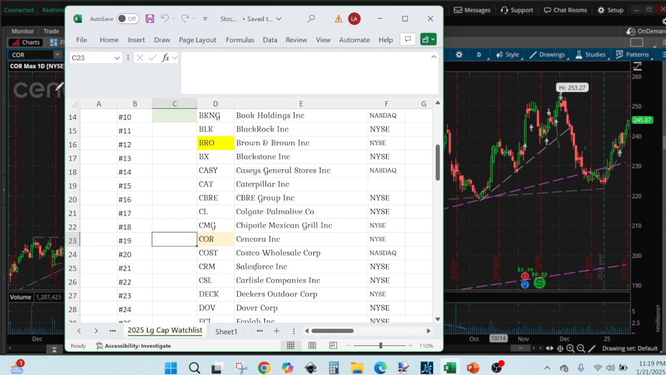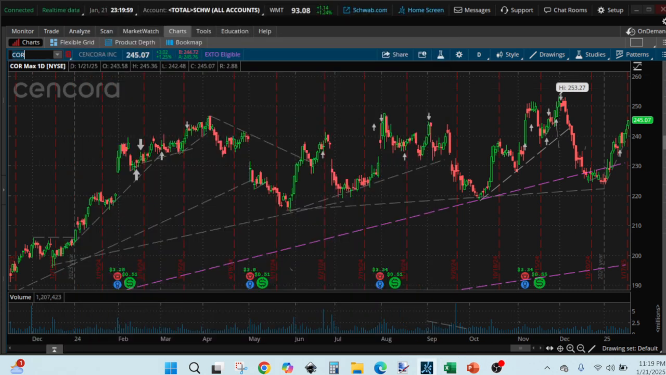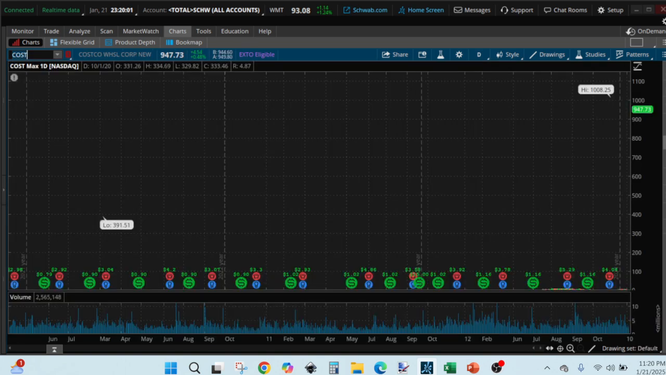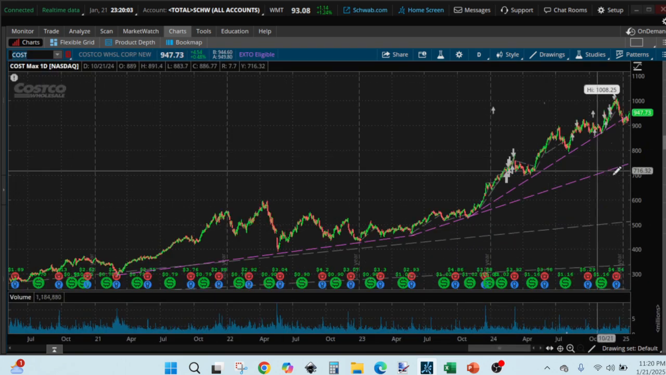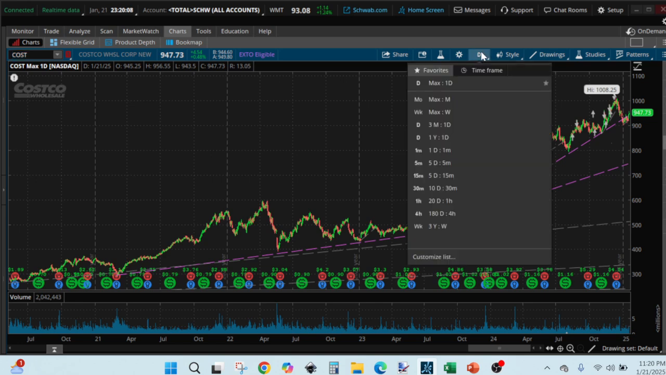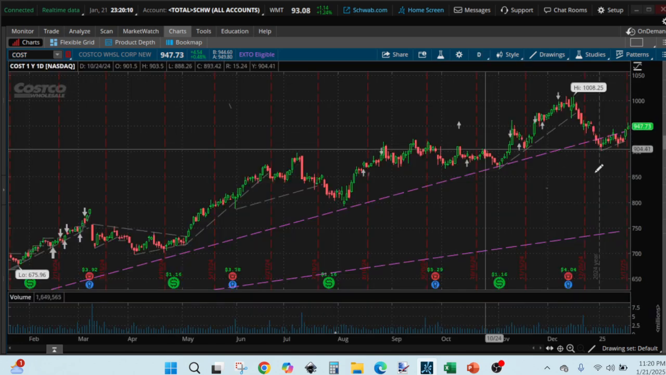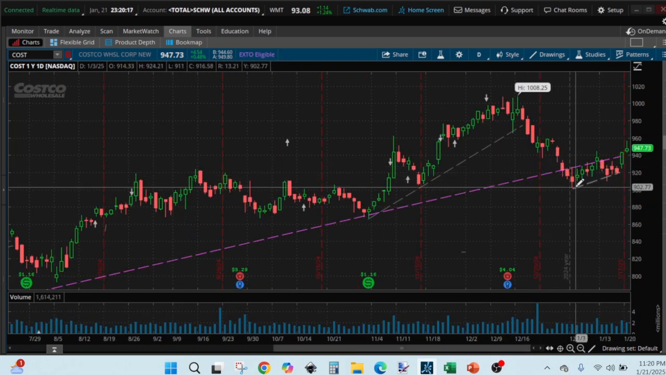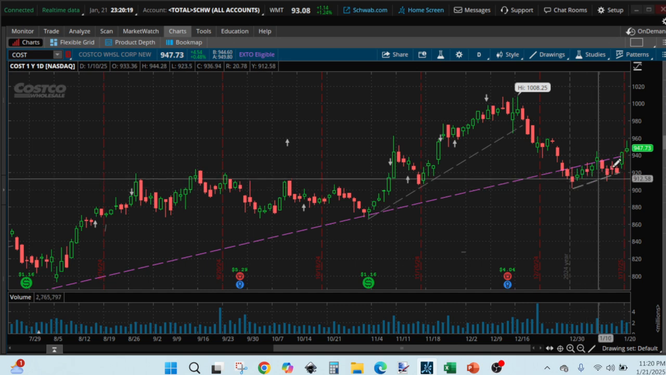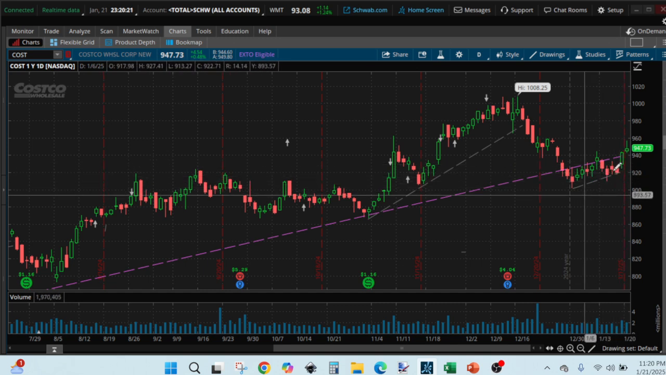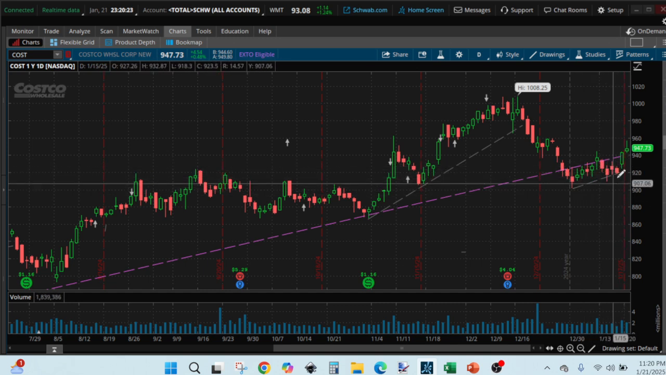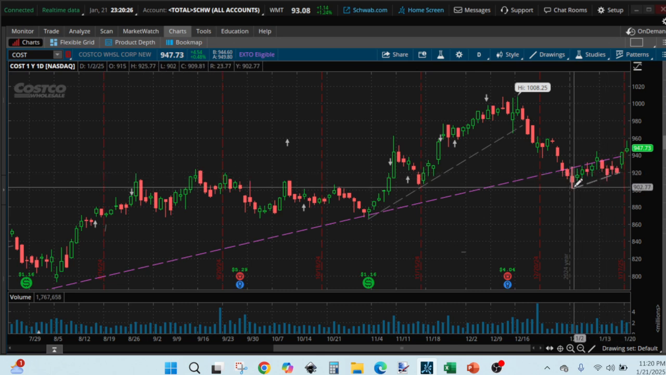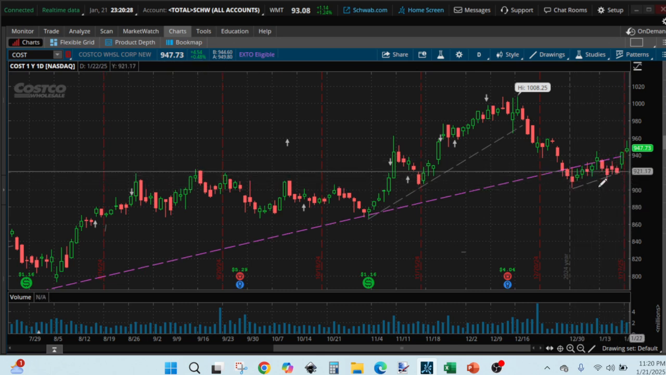So the next one is Costco, COST. So Costco, we like to buy at the trend line, and right now it is at that trend line. We go to 1 year daily chart, we'll be able to see it. It is at the trend line, and okay, it's creating higher lows here, although this area is a little bit lower than that. Compared to this, it's still high, so higher lows.